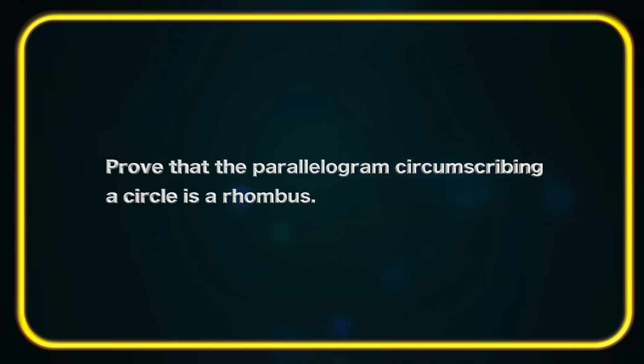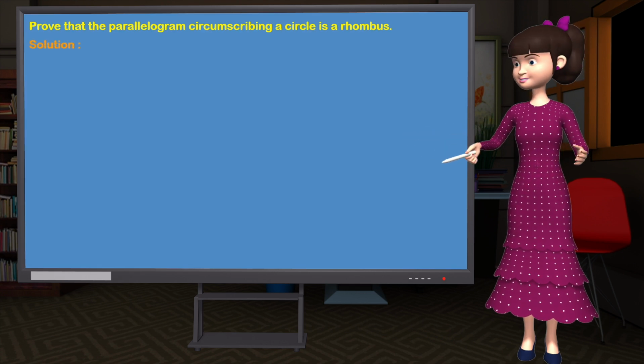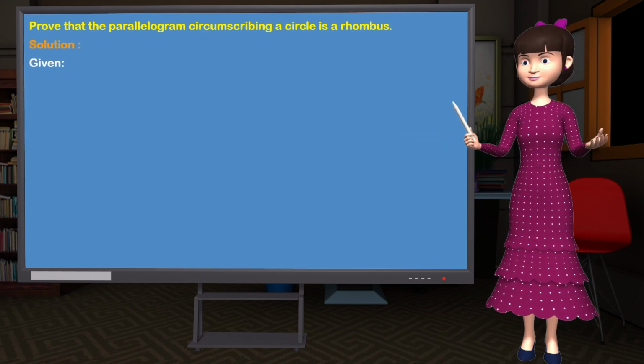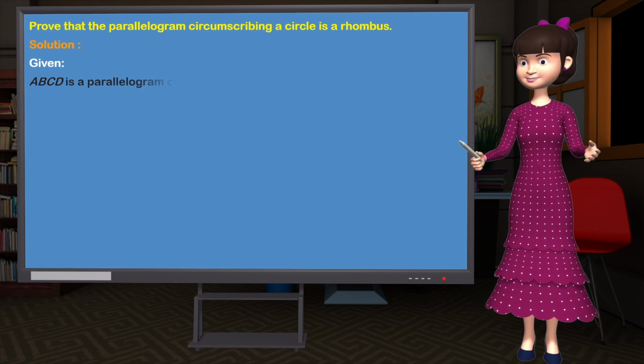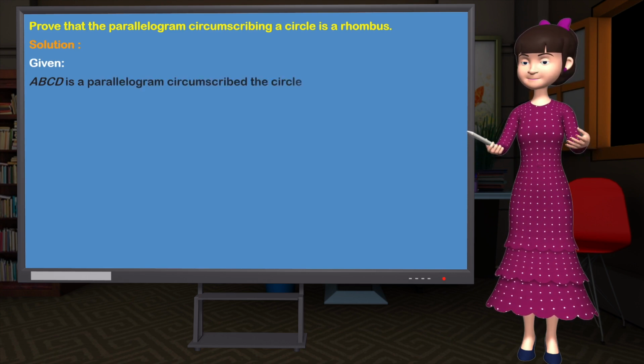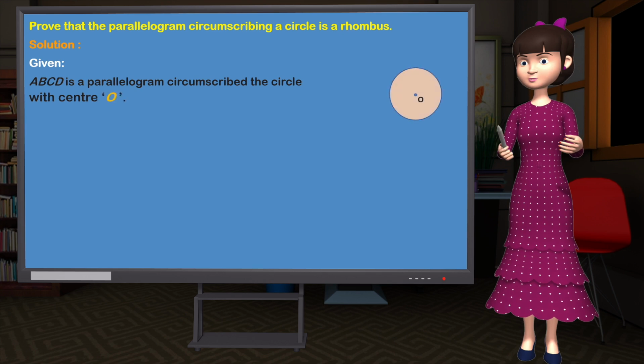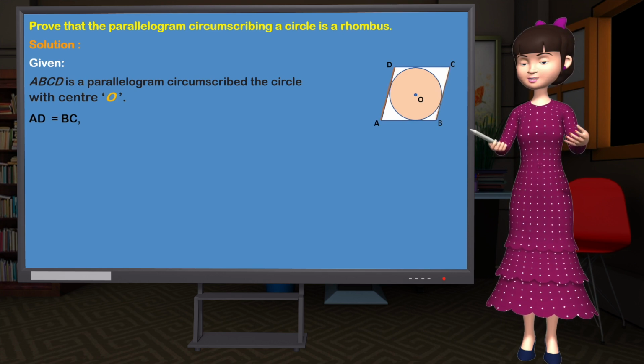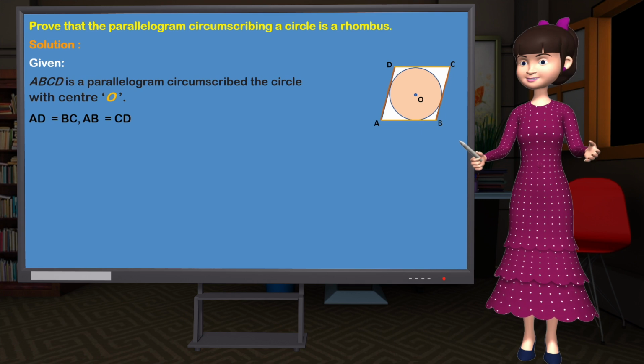Prove that the parallelogram circumscribing a circle is a rhombus. Solution. Given ABCD is a parallelogram circumscribed about the circle with center O. That is, AD is equal to BC, AB is equal to CD.